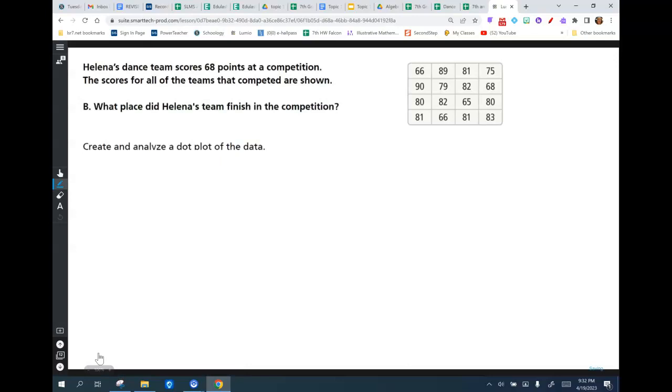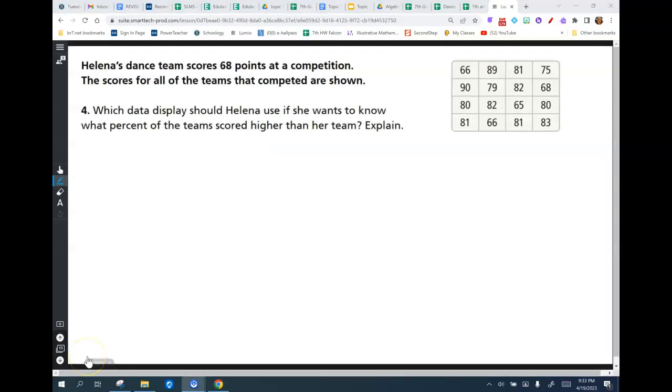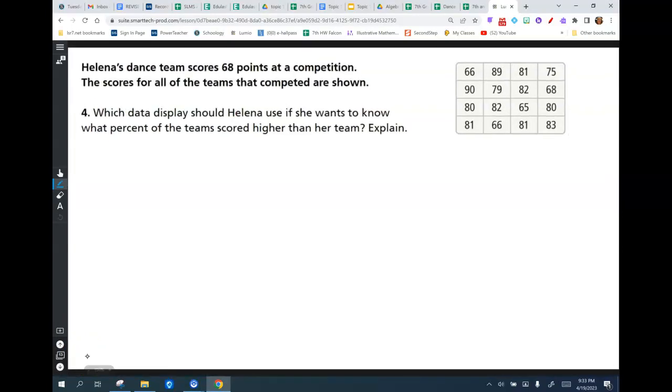Then we could actually construct one and find out where your team finished. So you could create and analyze a dot plot and figure out where those are. If you want to see that, go to the interactive book or talk to me some more. So then it says, okay, let's do that again. What if we want to know the percent? If we want to know the percent, that's when we're going to use what they call a box plot, what I call a box and whisker plot. They both mean the same thing.